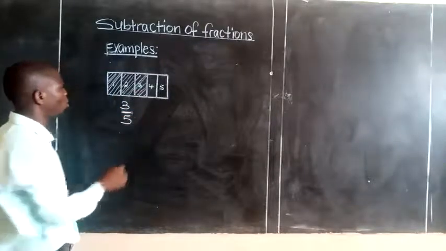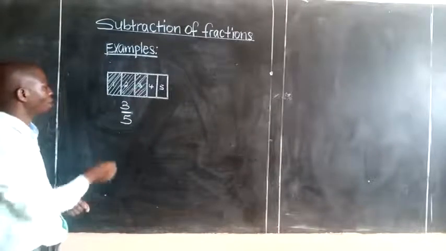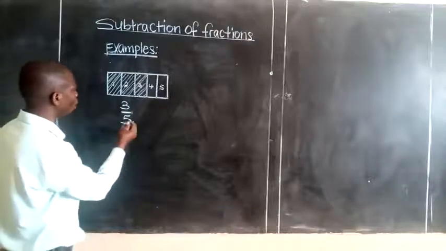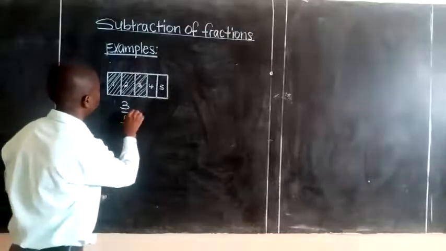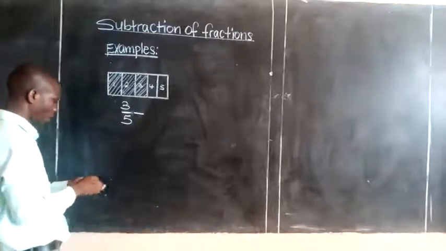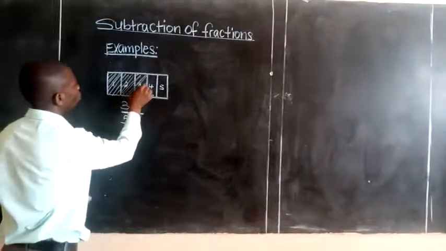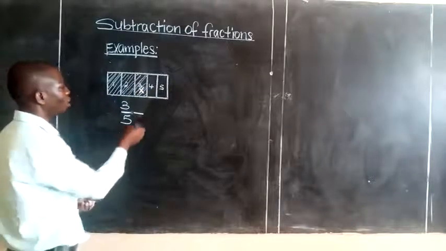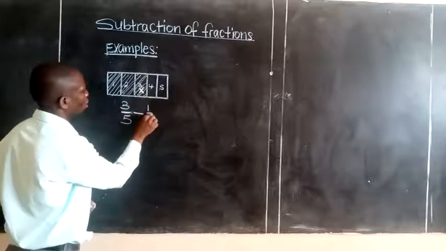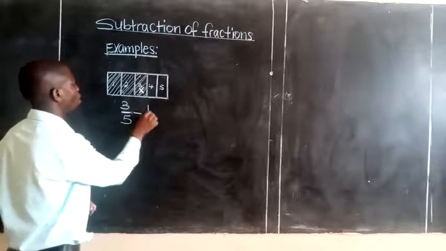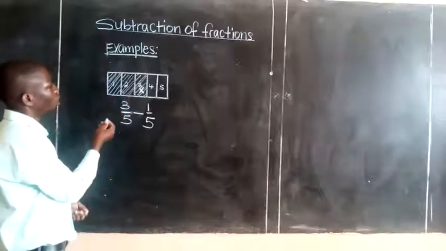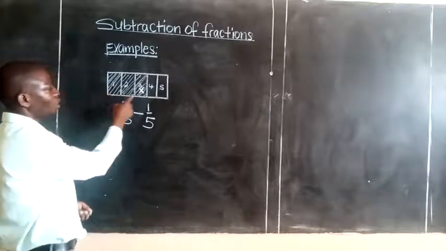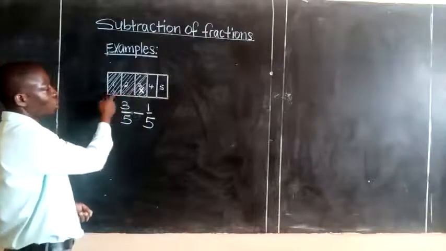You remember what we said when we are talking of shaded parts? This is 3/5. So we are taking away one part. When we take away 1 out of the 5 parts, we are remaining with 1, 2. The ones not shaded are not counted. We only count the shaded parts.